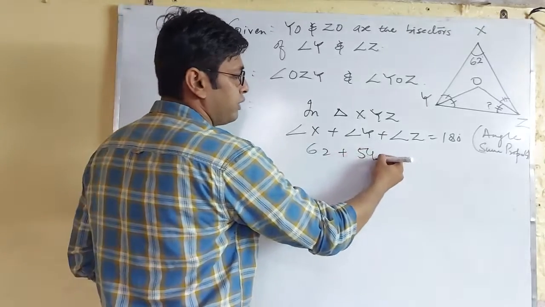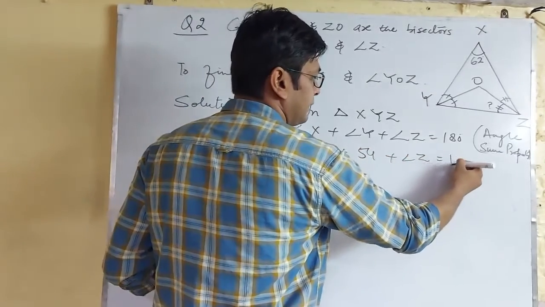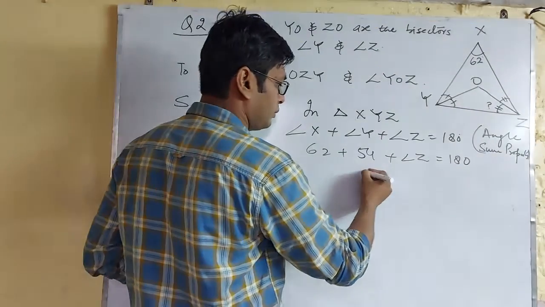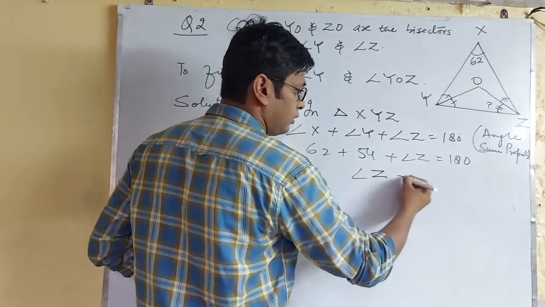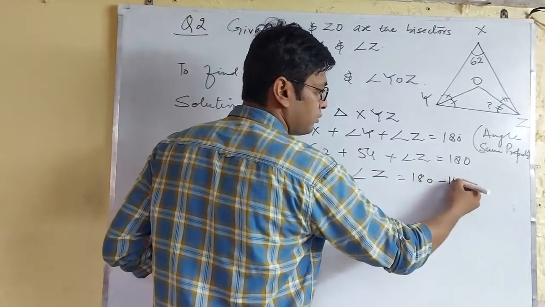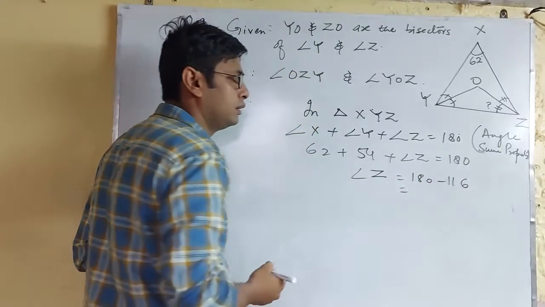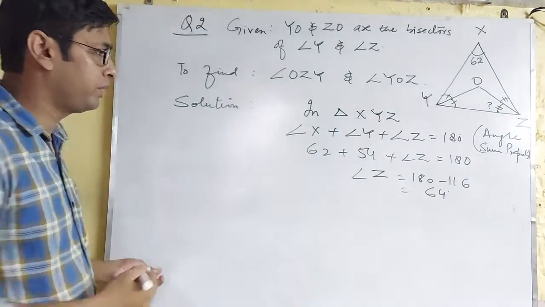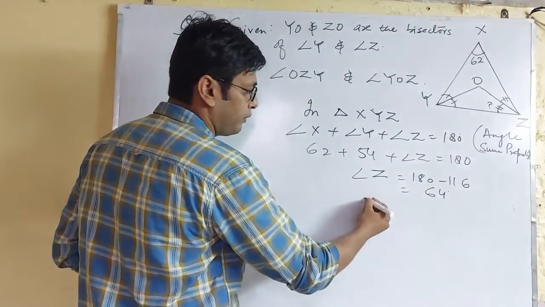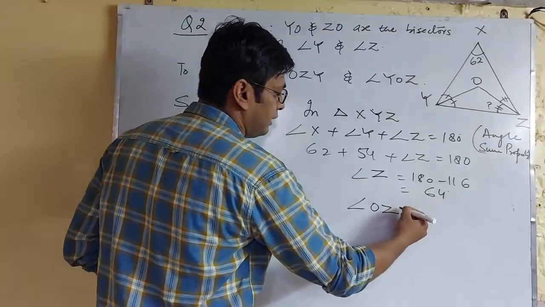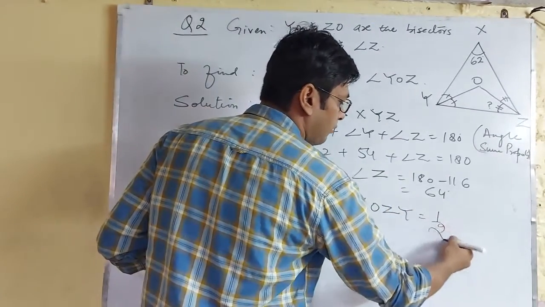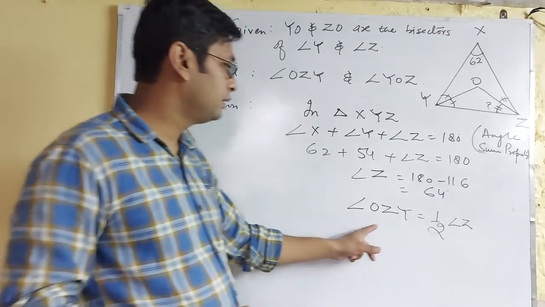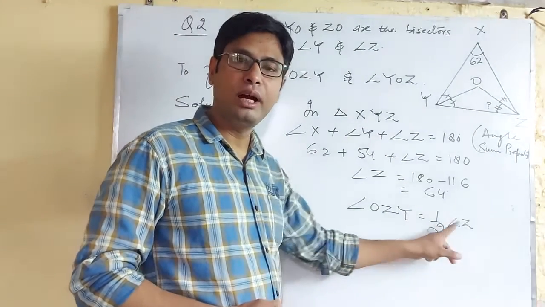62 plus 54 plus angle Z equals 180. Angle Z will be 180 minus 116, and that is 64 degrees. Now we have to find angle OZY, which is equal to half of angle Z.